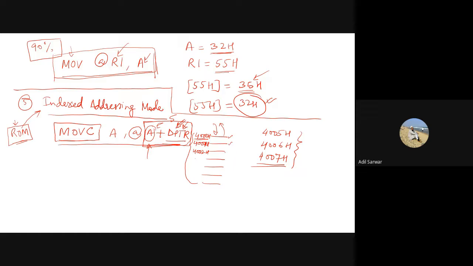So the data that are stored in ROM in sequential way can easily be fetched, or we can write data in these memory locations very easily with the help of the indexed addressing mode. Okay, is it fine? Yes, please. Anybody having any query, they can ask me.